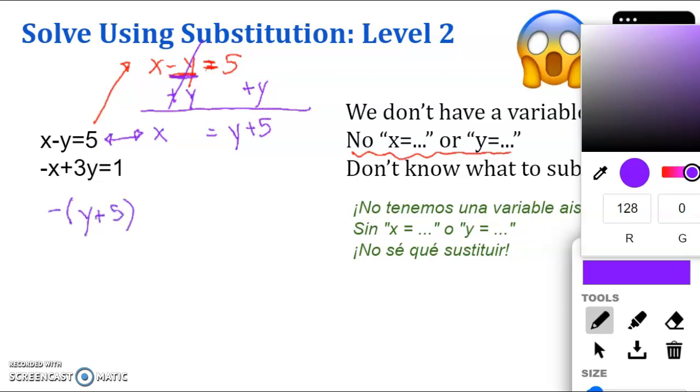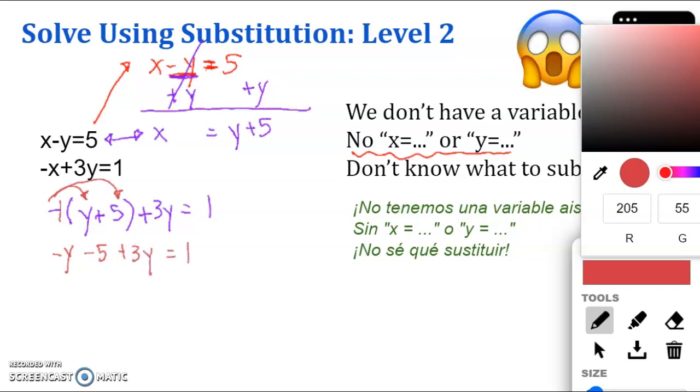And then write the rest of the equation: 3y is equal to 1. Okay, this negative parenthesis means negative 1 is being multiplied to each of the terms, the numbers and variables, inside. So negative 1 multiplied by y is negative y. Negative 1 multiplied by 5 is negative 5. Plus 3y is equal to 1.